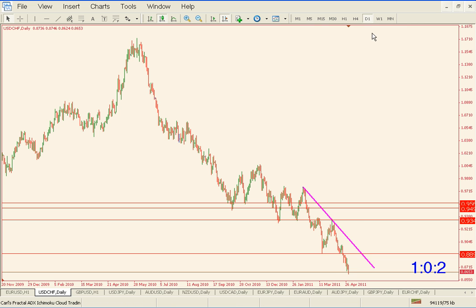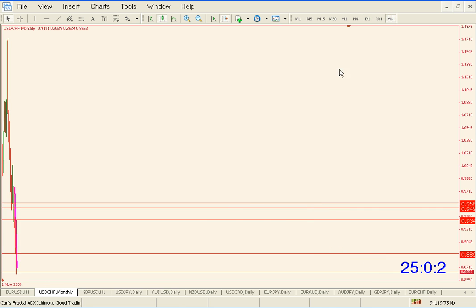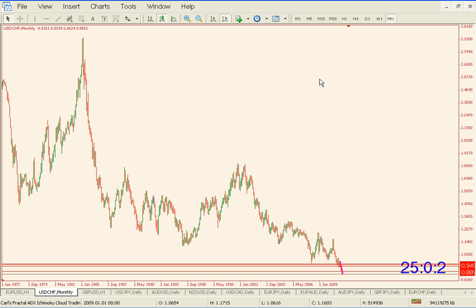You could even go back on this and look on the monthly and see that it's been in a downtrend for quite a while, and it's also at the lowest point that it's been in since, as far back as I can see, '77. So it's at its lowest in a while.